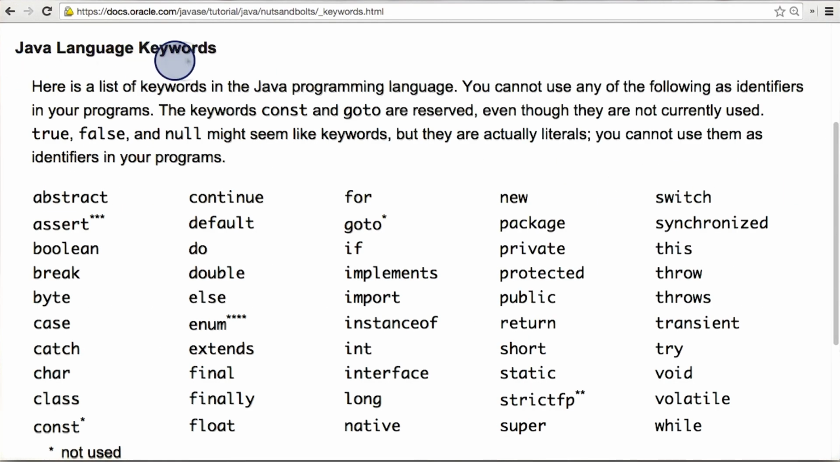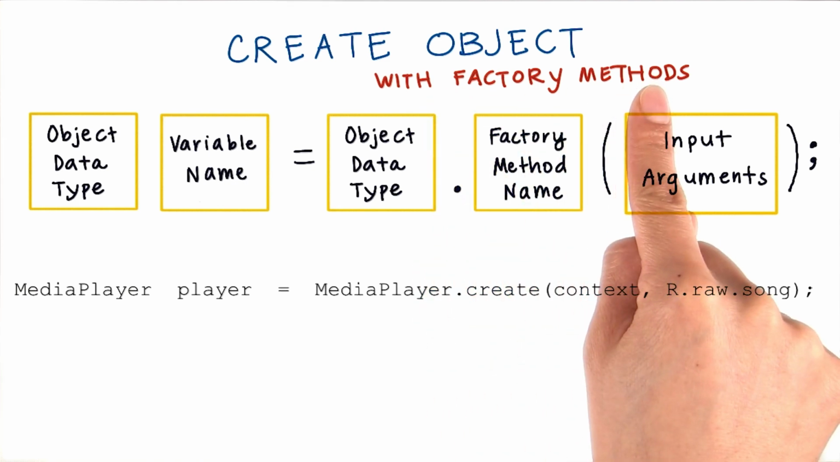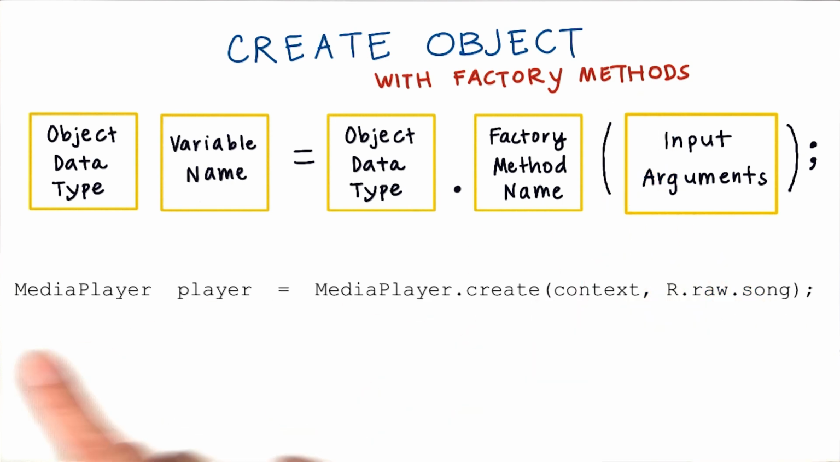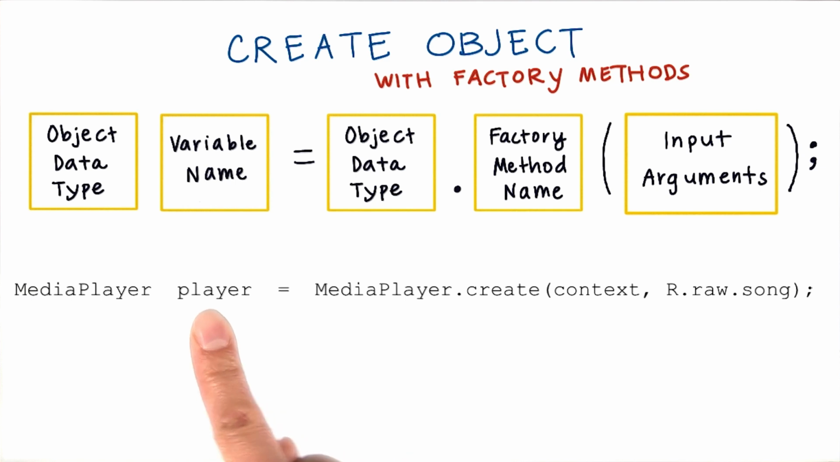All these cases use the word new to create a new object. If we go back to the Java keyword list, then indeed we do find that the word new is in that list. Sometimes when you're looking at the documentation, it may advise you to use a factory method to create an object, instead of a constructor. Here's an example. To create a new media player, the documentation advises you to use the method MediaPlayer.create. And this returns a MediaPlayer object that can be stored inside this variable.